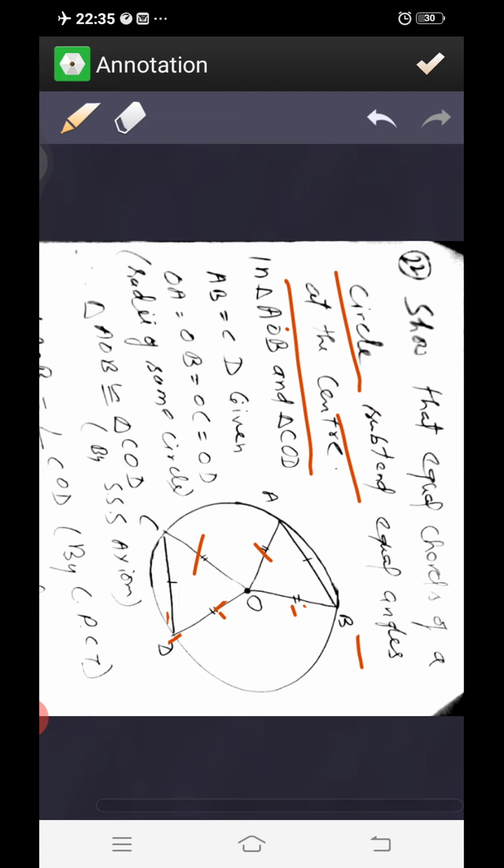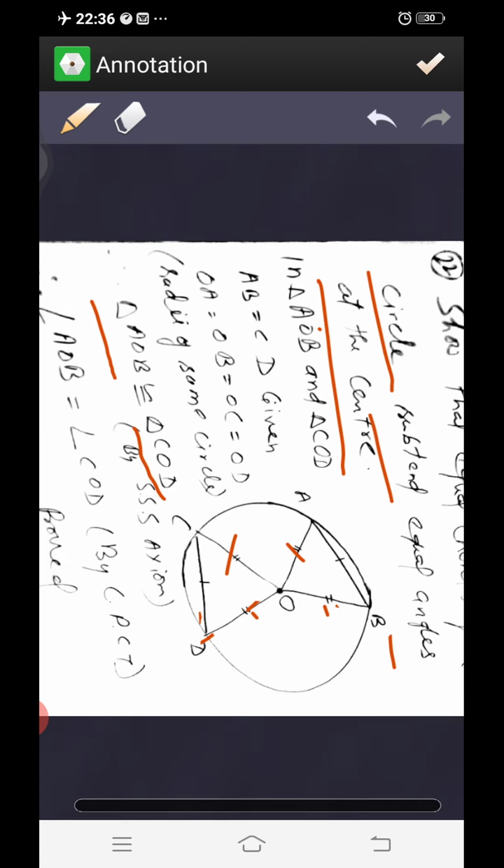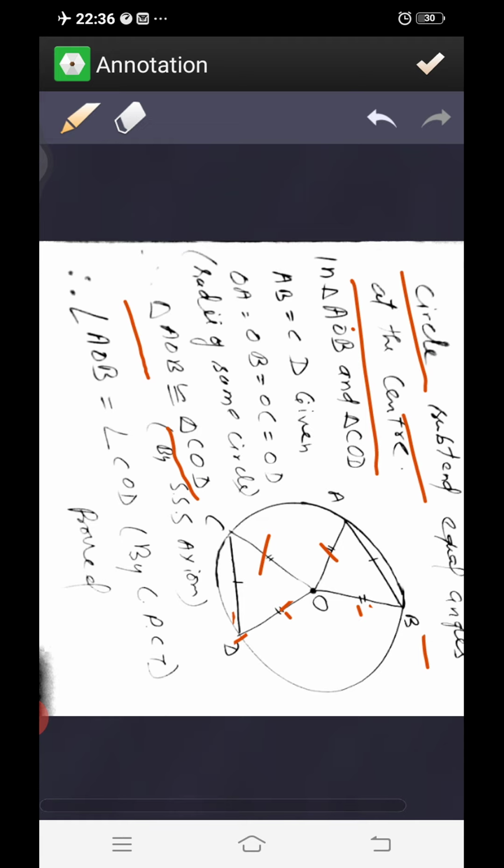So we can see that by the side-side-side axiom, all corresponding three sides are equal. So by the SSS axiom triangle AOB is congruent to triangle COD. When both the triangles are congruent, therefore angle AOB equals angle COD by CPCT. CPCT means corresponding parts of congruent triangles. This is what we had to prove.